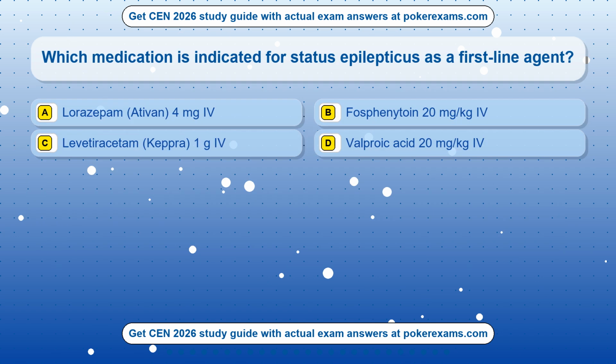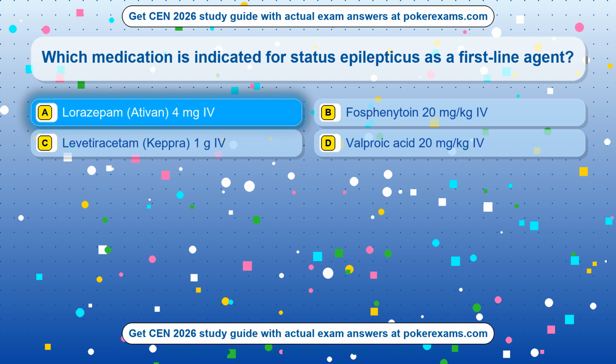Question 9. Which medication is indicated for status epilepticus as a first-line agent? Option A. Lorazepam, Ativan, 4 mg IV. Option B. Fosphenytoin 20 mg/kg IV. Option C. Levetiracetam, Keppra, 1 gram IV. Option D. Valproic acid 20 mg/kg IV.